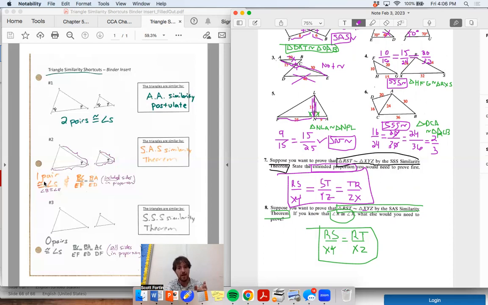You get the pair of congruent angles. You don't need the extended proportion. Ooh, it got dark again. You just need the included sides to be in proportion, then you're good to go.